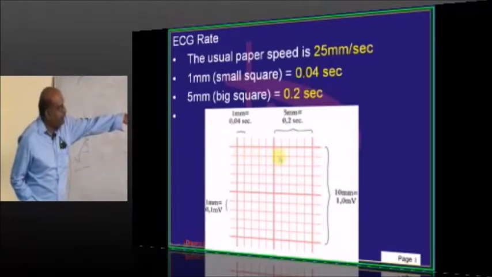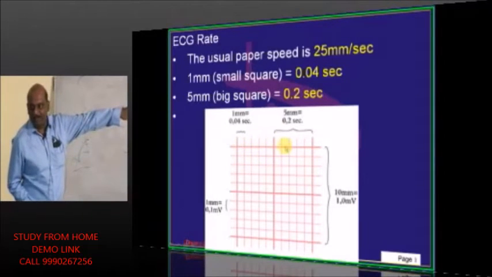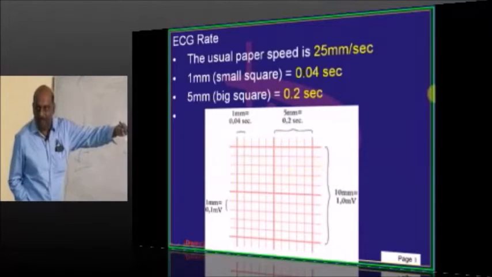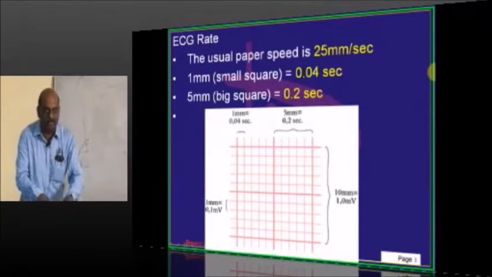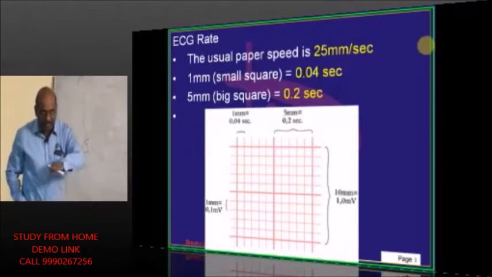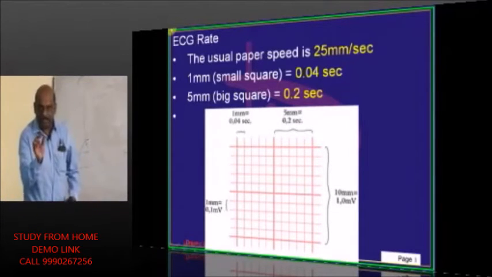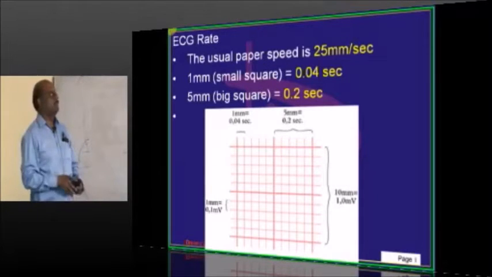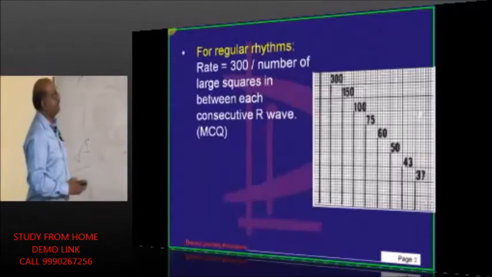0.04 into 5 become 0.2 seconds अगर एक large square plot हो गया है तो. So now you know horizontally it will measure what? Time, because strip is moving and tracing is happening. So horizontal axis is what? Time. Each small square is 0.04 seconds and each large square is 0.2 seconds.